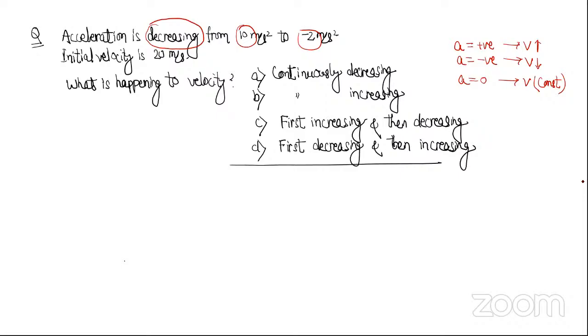Samjhe? Till the time acceleration is positive, velocity is increasing. And when acceleration becomes negative, then velocity decreases. So this is the answer.